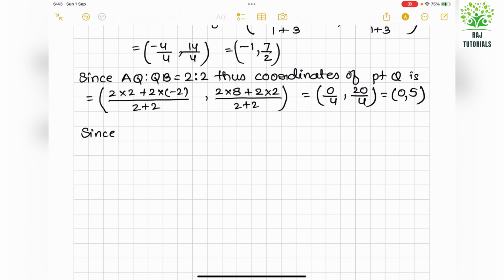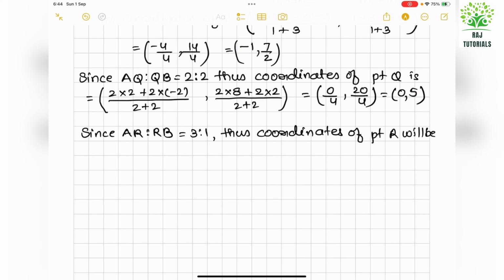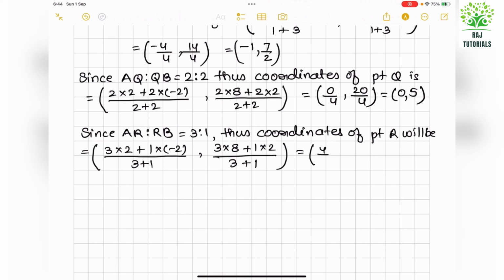Since AR is to RB equal to 3:1, thus coordinates of point R will be equal to 3 into 2 plus 1 into minus 2 by 3 plus 1, comma 3 into 8 plus 1 into 2 by 3 plus 1, that is equal to 4 by 4, comma 26 by 4. So that will be equal to 1, comma 13 by 2.